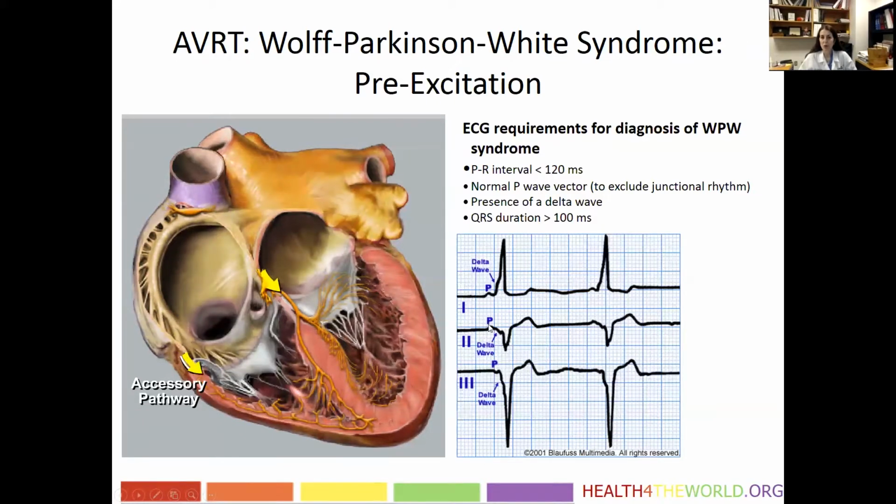heart. So we have the short PR interval because the conduction is very fast down the accessory pathway, and the delta wave.